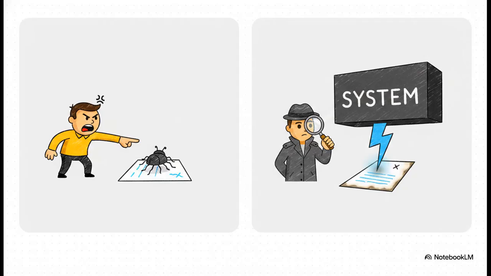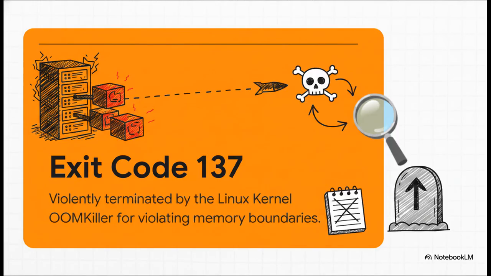It is so easy to panic here, check the latest application commits, and blame a bad code push. But a senior engineer knows that an unhandled exception in Java or Node would leave a stack trace in standard out. Since the logs are totally empty, the application didn't crash itself. The system itself is the executioner. The culprit here is almost always exit code 137. The Linux kernel's OOM killer, the out-of-memory killer, is violently terminating the container process without a single warning because it violated its memory boundaries.